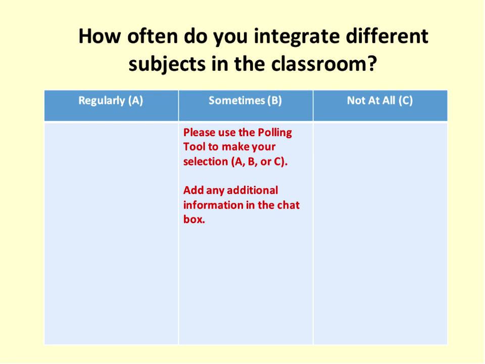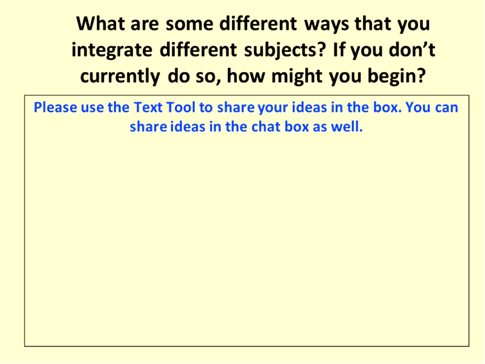Okay, so I'm going to move on to our next slide. Some of this has already been discussed, but if there's anything else you want to share: what are some different ways that you integrate different subjects? If you don't currently do so, how might you begin? Or if you're still having some of the problems that you've discussed, that's also something we can talk about, and kind of already have been. So if people want to share some of the different things they've tried, you can do it in the chat box as Monica just did, or if you want to use the little text tool, you can also add it right to the screen.